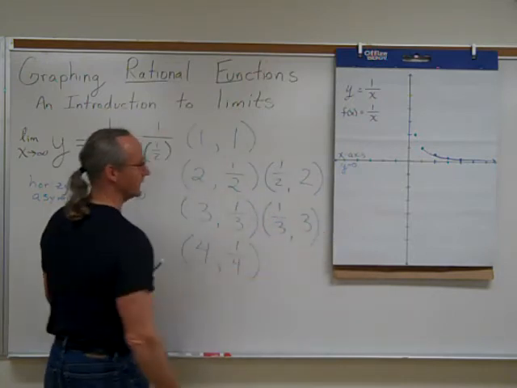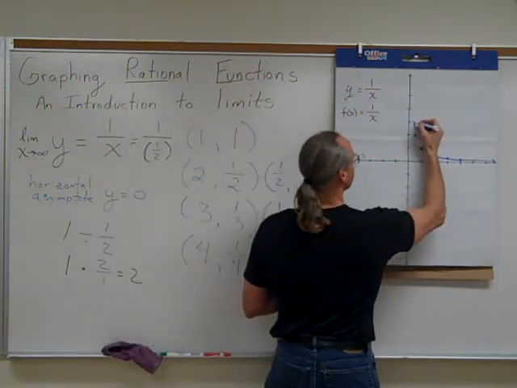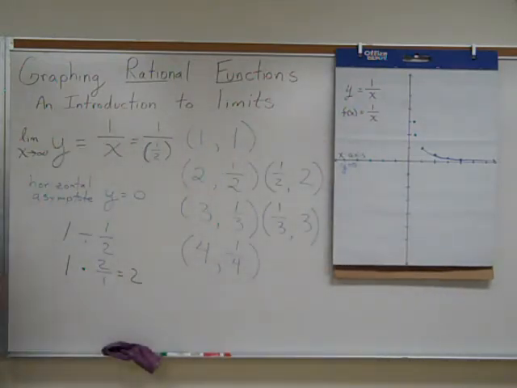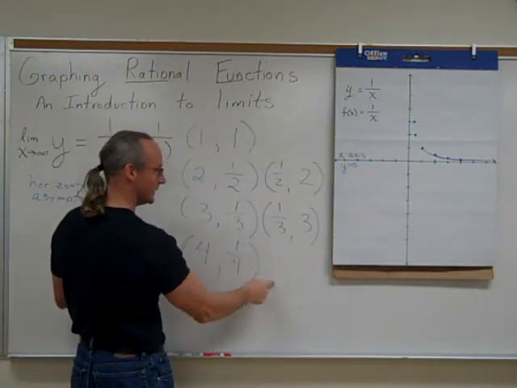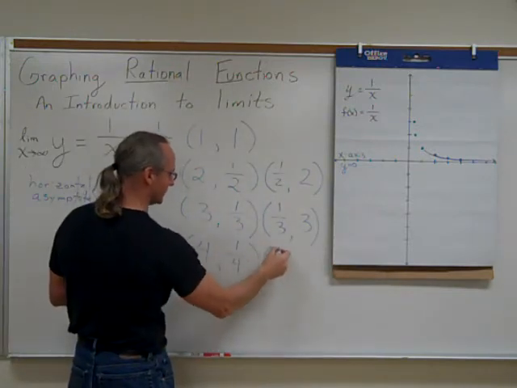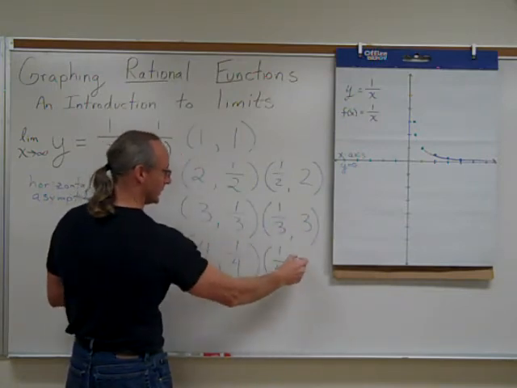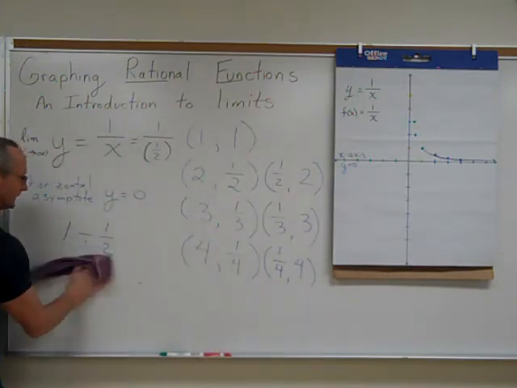Y, of course, is 3. We can graph that point. And what happens is as x gets smaller and smaller and smaller, these decimals are getting smaller and smaller, y is getting larger and larger and larger. We say that they are inversely proportional.